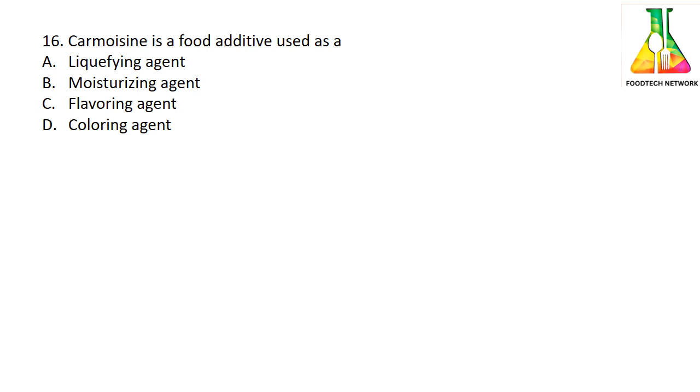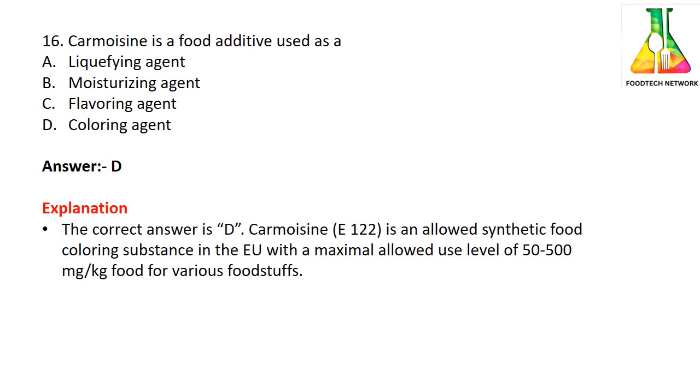Carmoisine is a food additive used as option A liquefying agent, option B moisturizing agent, option C flavoring agent, and option D coloring agent. Option D, that is coloring agent. Carmoisine E122 is an allowed synthetic food color substance in the EU, European Union, with a maximum allowed usage level of 50 to 500 milligrams per kilogram of food for various foodstuffs.